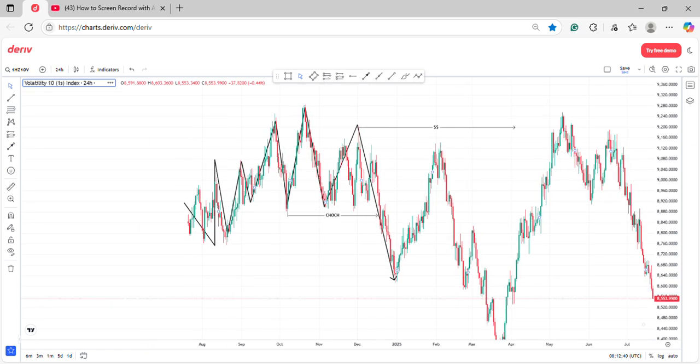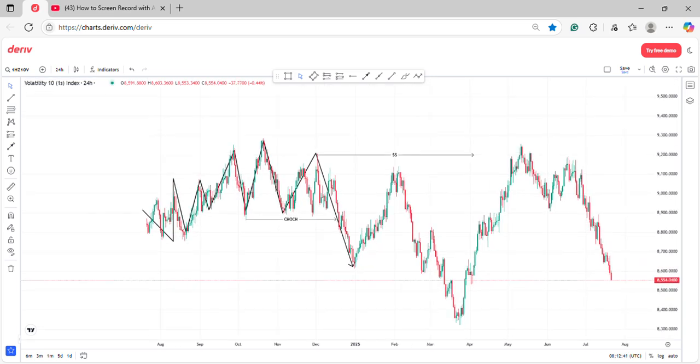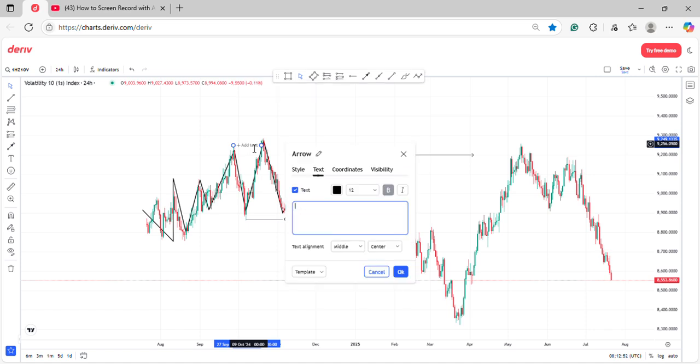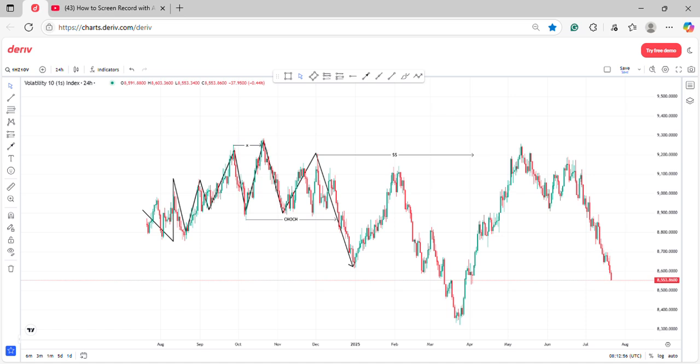And then what else? We can see a sweep of liquidity around this level. Maybe we can represent it with an X sign. This is a sweep of liquidity. We already have our structural liquidity. So the next thing is to find our order block.